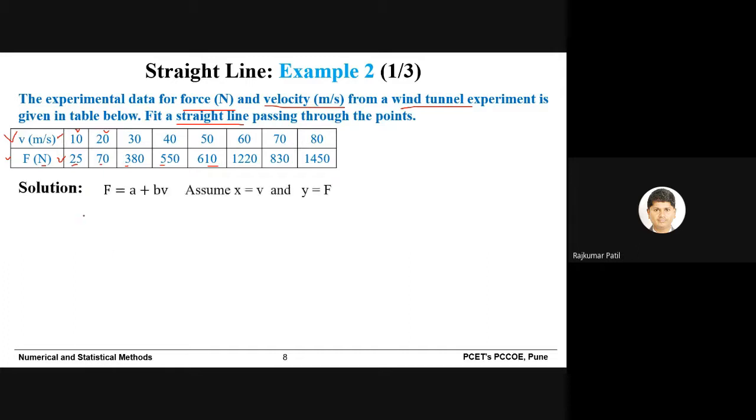Now, here y = a + bx. Instead of that, we can write the equation F = a + bv. That is, force is equal to a plus b v, where a and b are unknown, and v is the velocity. So this equation we are preparing for v and F, as we are told to prepare an equation of a straight line.